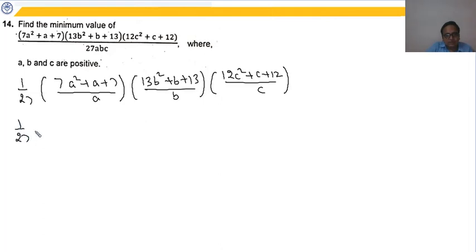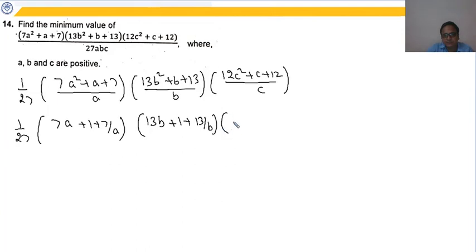It is 1 by 27. This is 7a plus 1 plus 7 by a. Then 13b plus 1 plus 13 by b. 12c plus 1 plus 12 by c. Just observe the steps. If you do this practice once or twice, then in the examination, straightforward answer. You can directly calculate the value. We know from which pattern, which part this theory is coming from.